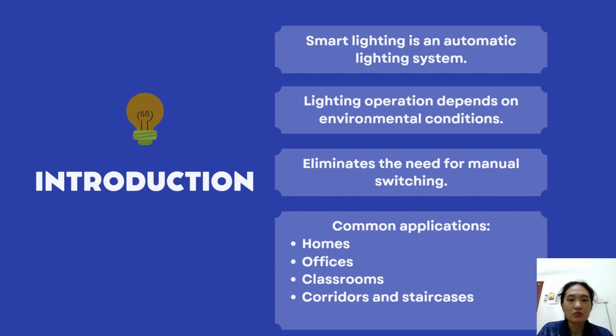Smart room lighting is an automatic lighting control system that operates based on environmental conditions instead of manual switching. The purpose of this system is to turn the room light on only when it is actually needed. This type of system is commonly used in homes, offices, classrooms, corridors, and staircases to improve convenience, safety, and energy efficiency.